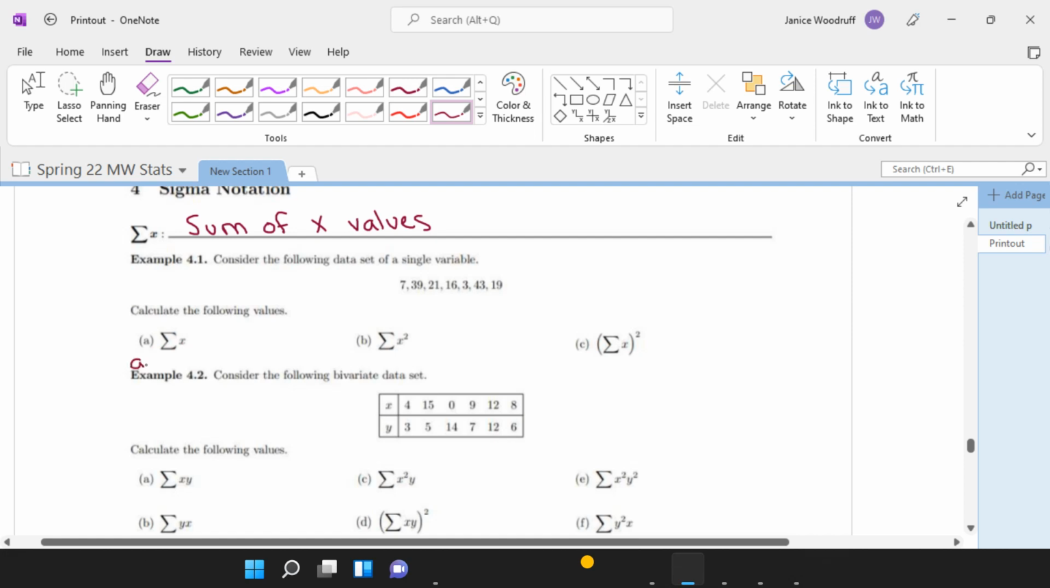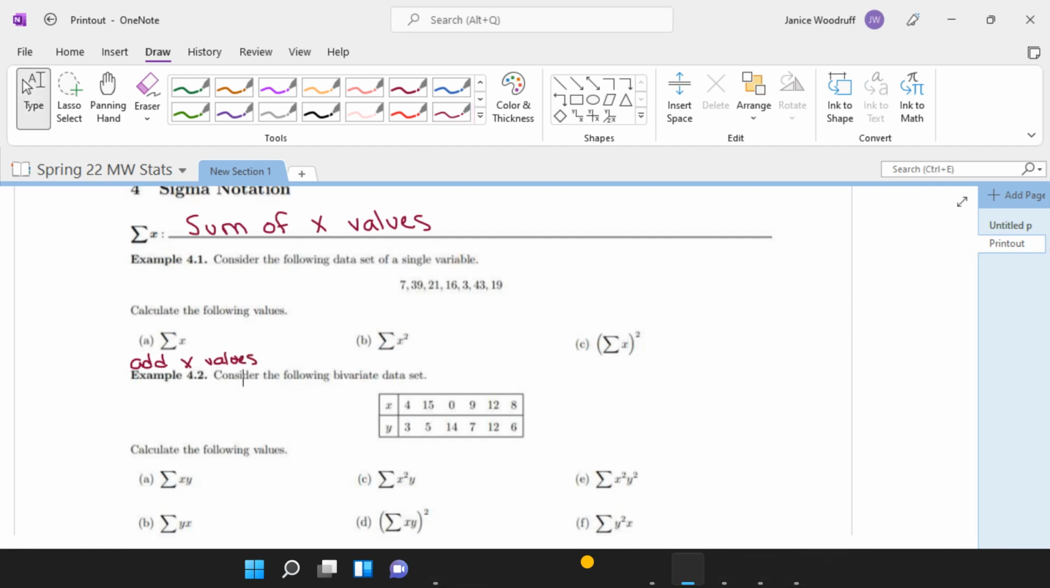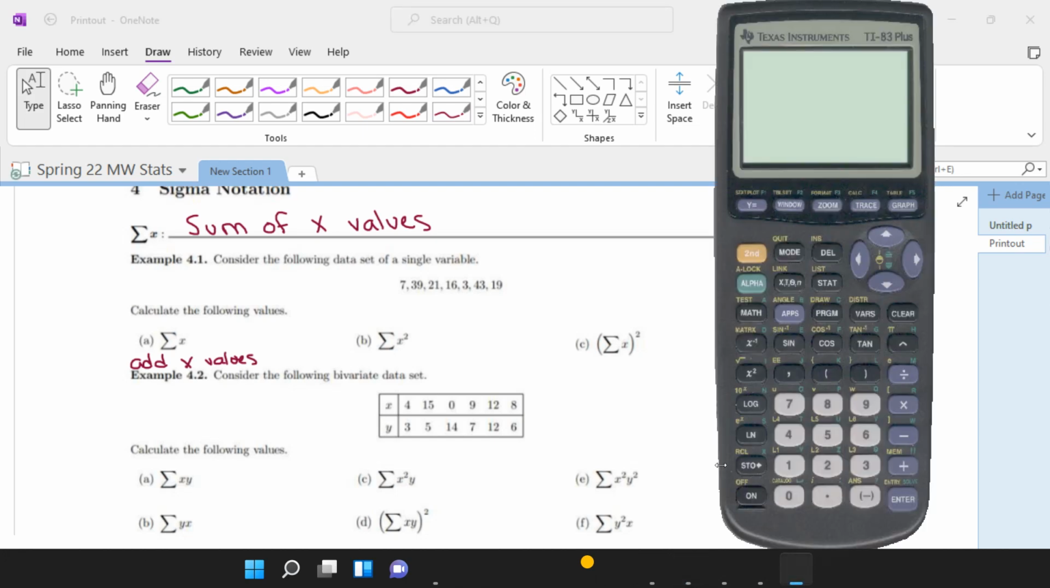So here this just means add your x values. So here we would just add these. So we would go 7 plus 39 plus 21 plus 16 plus 3 plus 43 plus 19. And that'll give us 148.